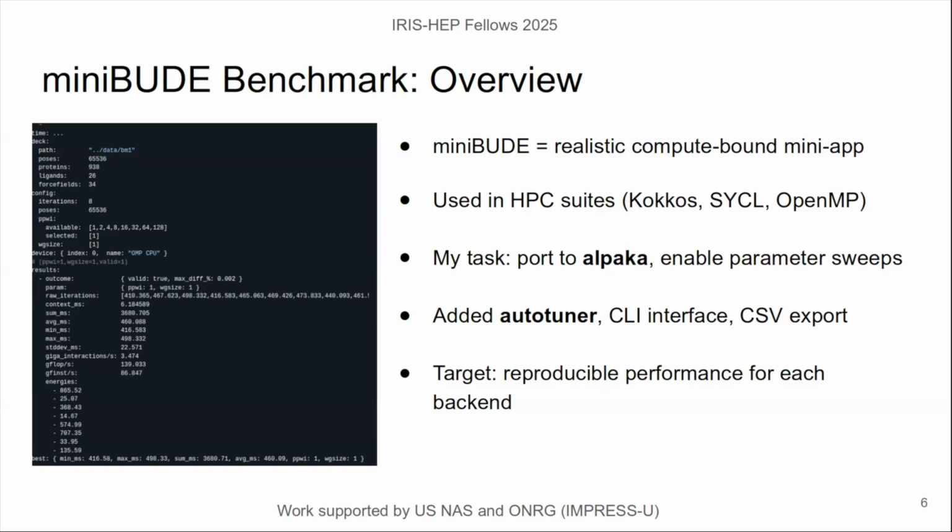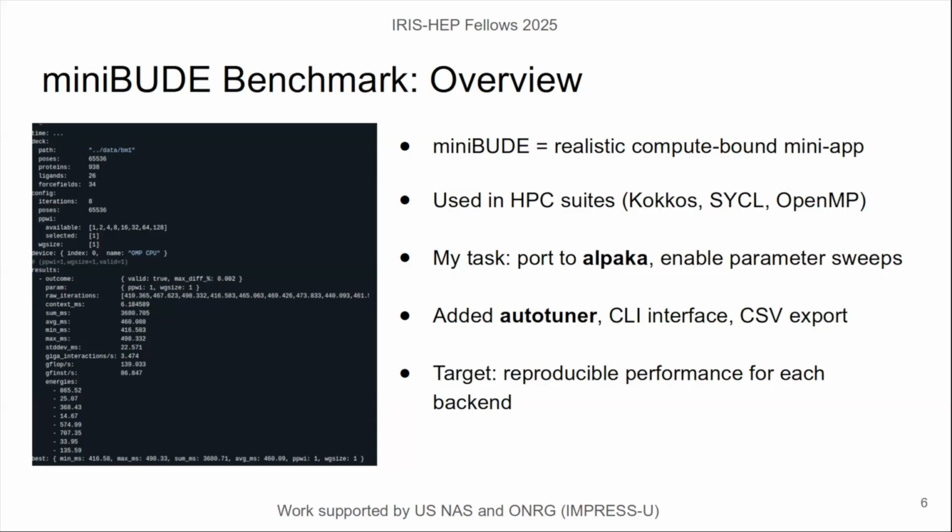After the allocation benchmark, I moved to the mini-app, which is a realistic scientific workload, a simplified molecular docking kernel. It's widely used in performance studies for Kokkos, OpenMP libraries, and others. So it's an ideal candidate for comparison in our library. My job was to port this mini app to Alpaka, keeping the structure close to the original, but abstracting the compute and memory layers.